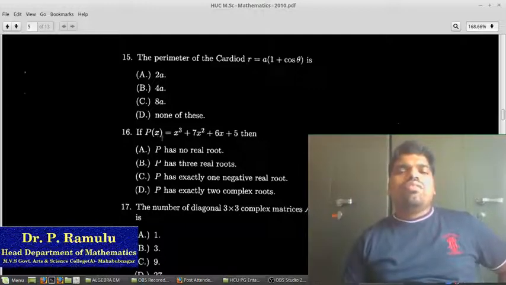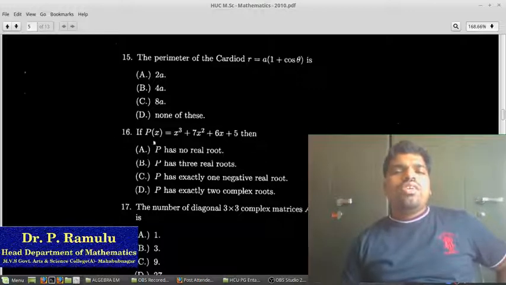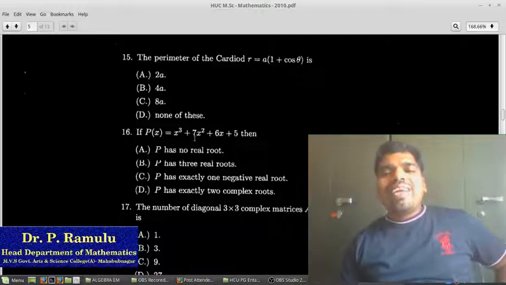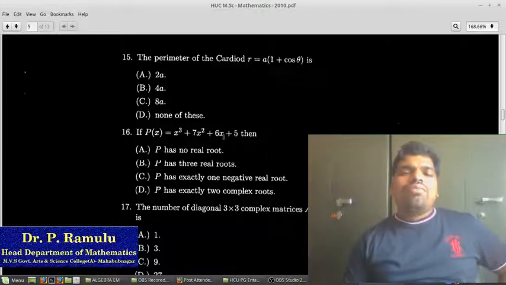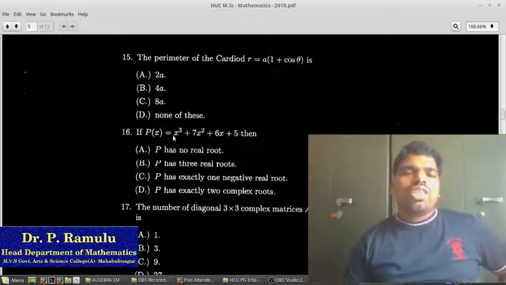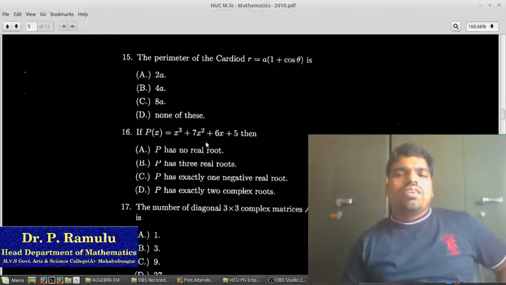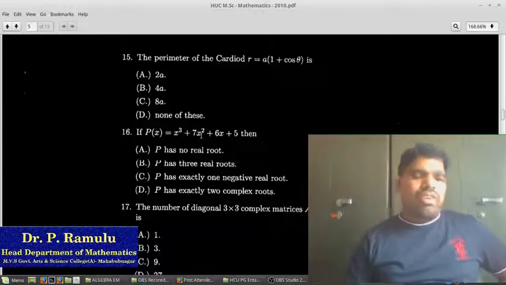If p of x is equal to x cubed plus 7x squared plus 6x plus 5, then which of the following is true? ఈ కింది వాటిలో ఏది నిజం అని అడుగుతుంది. P has no real root, P has 3 real roots, P has exactly 1 real root, P has exactly 2 complex roots. So by observing this formula, we have to recognize that it has only positive real coefficients. దీన్ని అబ్జర్వ్ చేస్తే అన్ని కూడా ధనాత్మకమైన గుణకాలు మాత్రమే కలిగి ఉన్నాయి.